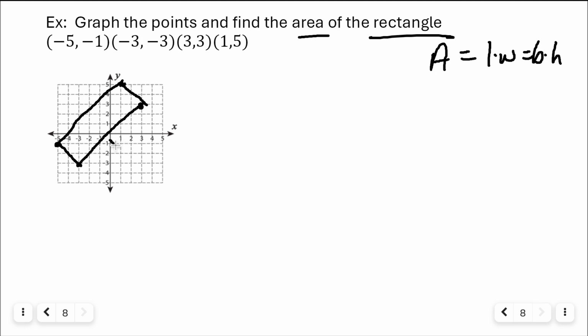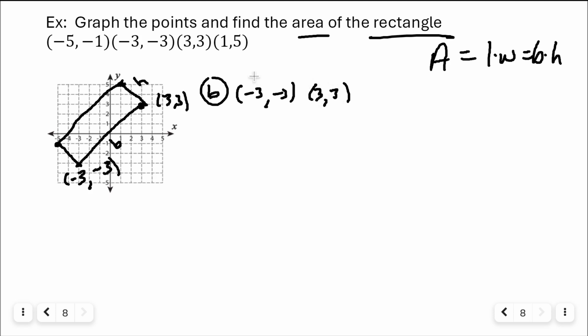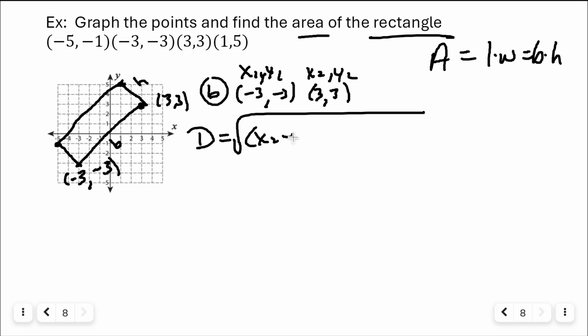So let's see. We'll call this the base. We'll call this the height. I got to figure out how far it is from there to there, and then I got to figure out how far it is from there to there. All right, so I got to use the distance formula to do that. So for the base, let's write B for base. We're going to use -3, -3. That's this point. And then we'll use this other point, 3, 3. We got x1, y1, and then x2, y2. So my distance formula is the square root of x2 minus x1 squared plus y2 minus y1 squared.